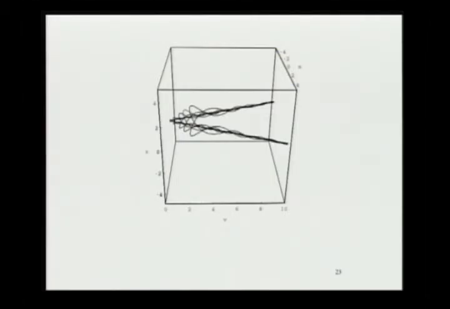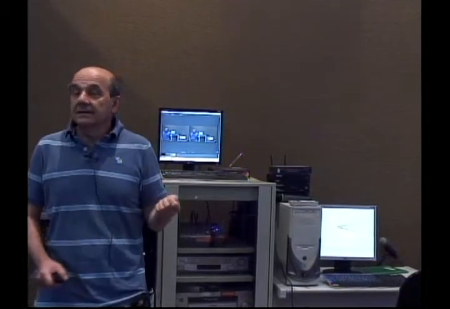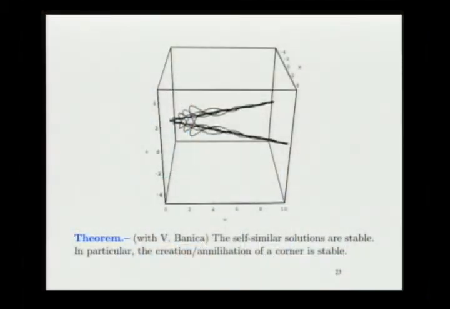But this is completely artificial. Nobody tells me first that this is a solution, and second that if it is a solution, in what sense is it a solution? Is it unique, is it stable? Well, this is what I proved with Valeria. It took us some time. But this is the theorem, that this is not just an artificial object. It is something that exists, and it is stable, and it is unique in some sense. All right? Of course, that means that the process of creation and annihilation of a corner is stable.